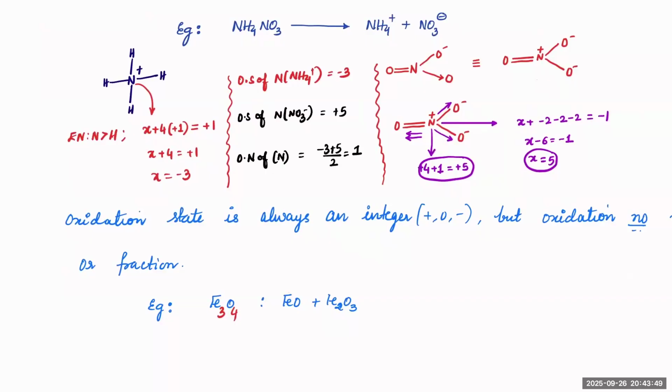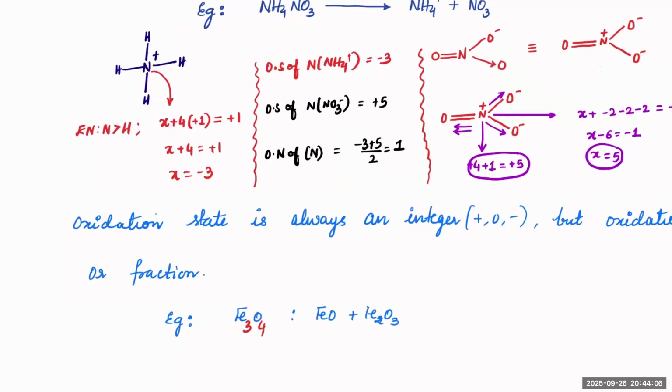I hope all of you understood what is the difference between oxidation number and state, and also how to figure out based on structure what will be the oxidation state. Clear?